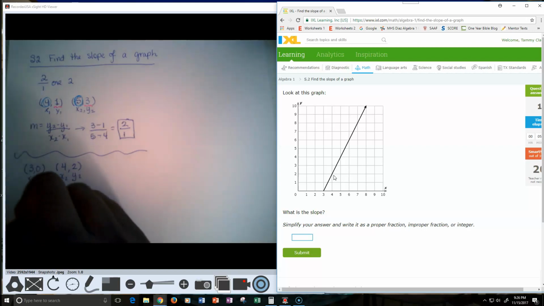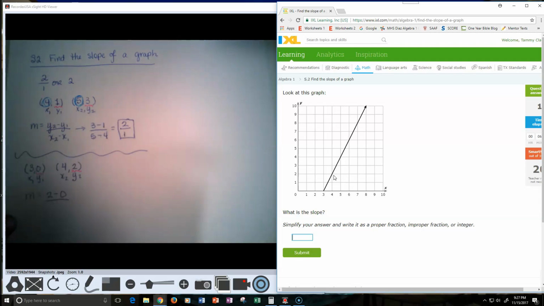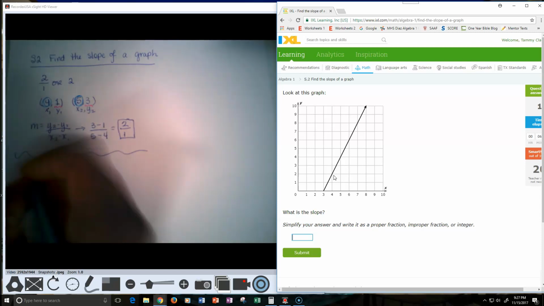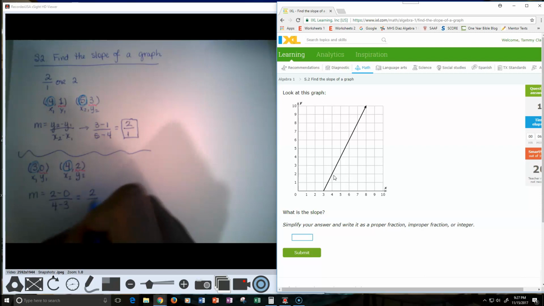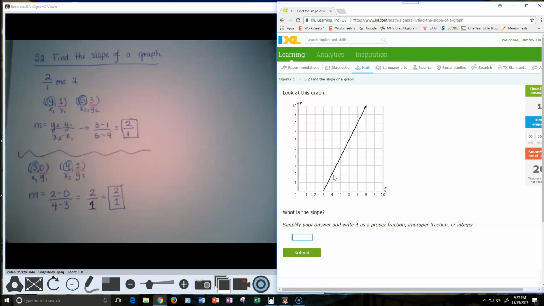I'm going to use my formula again. I'm going to subtract the Y's, so that would be 2 minus 0. And then in the denominator portion, I'm going to subtract the X's. So that would be 4 minus 3. Well, 2 minus 0 is 2. 4 minus 3 is, I miswrote that, is 1. So our slope would be 2 over 1. And again, we can confirm that on the graph. If I go up 2 and to the right 1, I have a positive slope of 2.